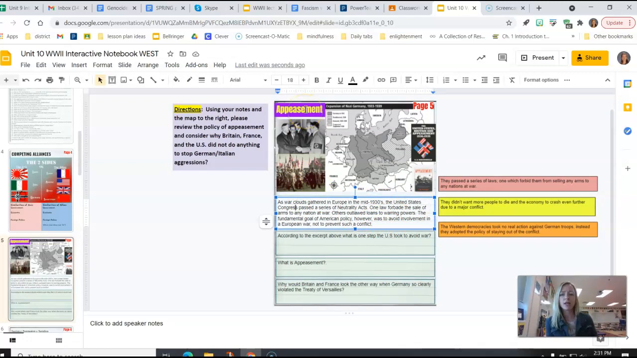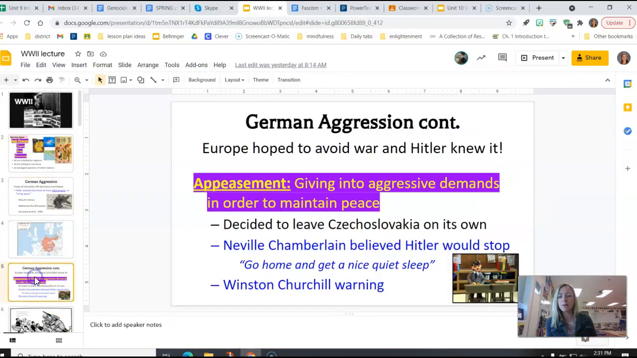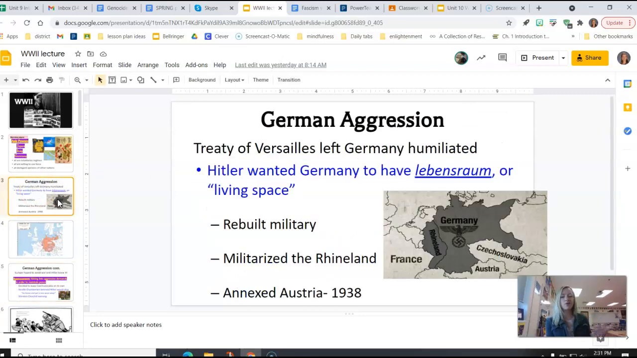Appeasement is additionally in the lecture, right? Appeasement is giving in to aggressive demands in order to maintain peace. So Germany, Hitler sees the League of Nations isn't doing anything. He starts to violate the Treaty of Versailles in order to give Germany a chance at renewal, revival, bringing it back to greatness. He, of course, is going to believe that the German people were actually betrayed by the people, the German government at the time, the Weimar Republic, for signing the Treaty of Versailles.